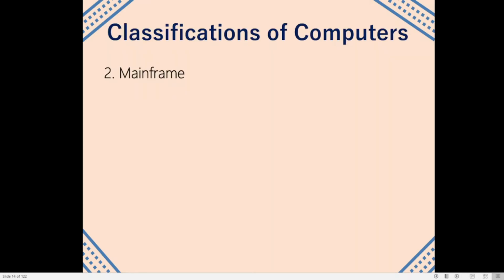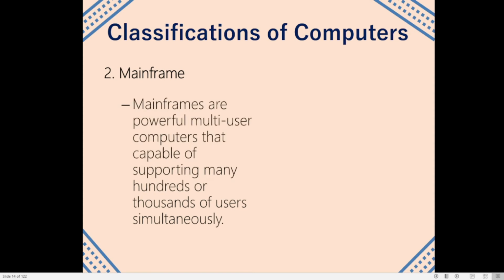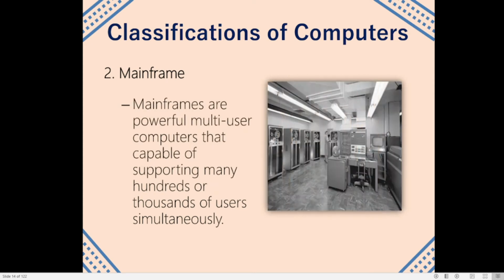The next classification of computer is mainframe. Mainframes are powerful multi-user computers that are capable of supporting many hundreds or thousands of users simultaneously.